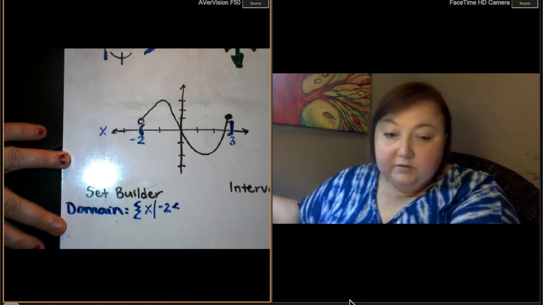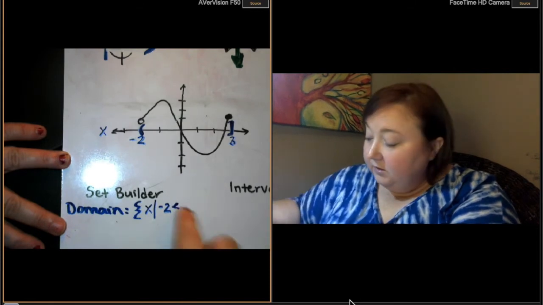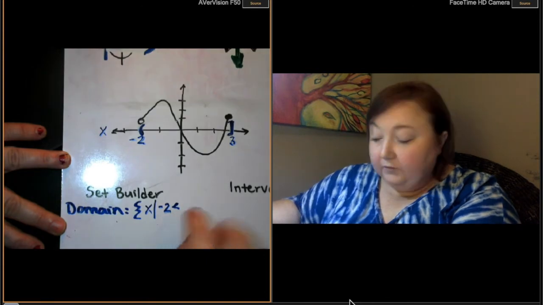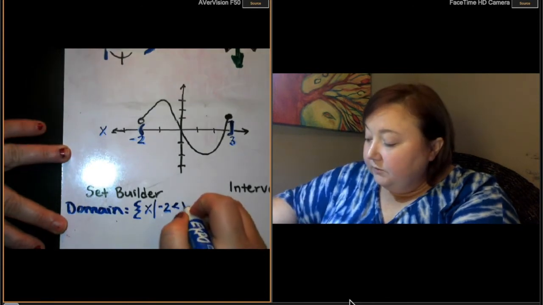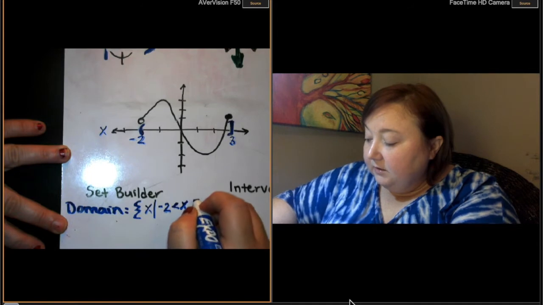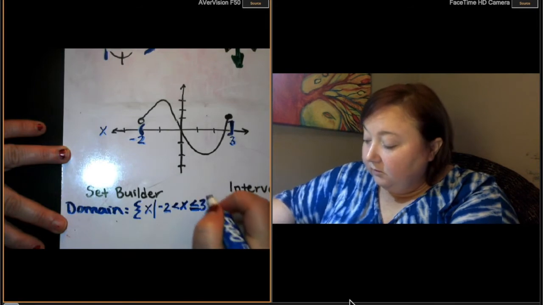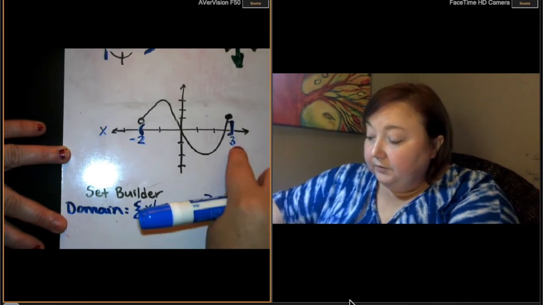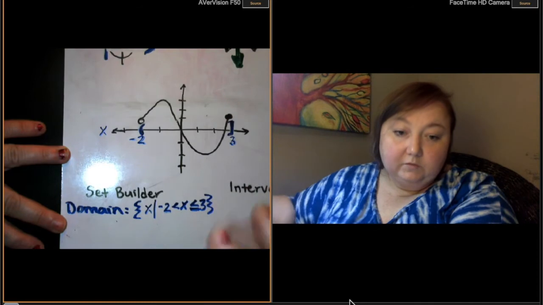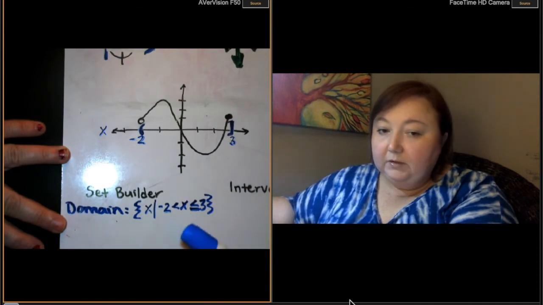Okay, so -2 is the smallest. It's not included, so I'm not going to put an equal to symbol there. So it's -2 less than x, and x is less than or equal to 3, because 3 is included. That's a closed circle. It's included. That's an actual point there.